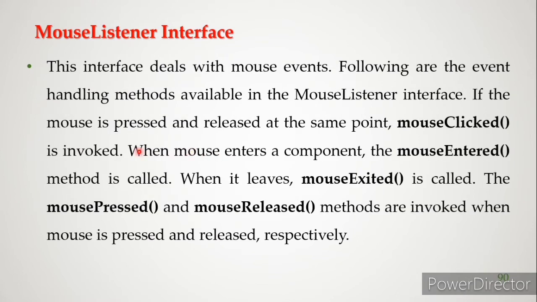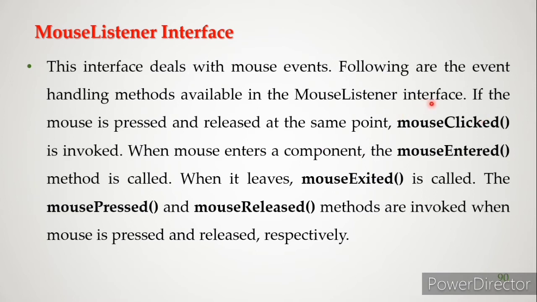Next is a mouse listener. This interface deals with the mouse events: clicking a mouse, entering a mouse, or exiting a mouse from a window, pressing a mouse button, or releasing a mouse button. Already we have seen how many buttons the mouse has while discussing mouse events. This mouse listener interface deals with the mouse events, and following are the event handling methods available with the mouse listener interface.